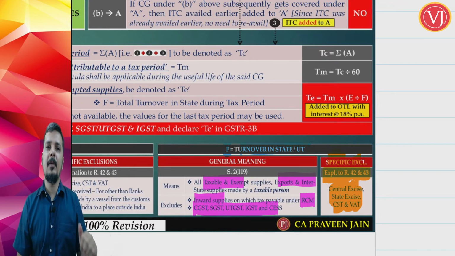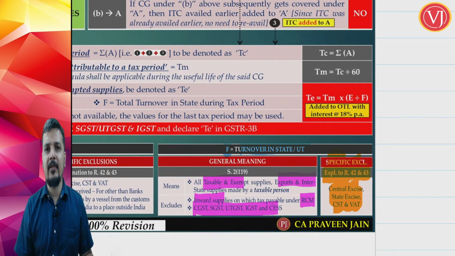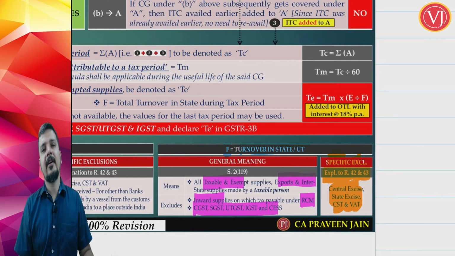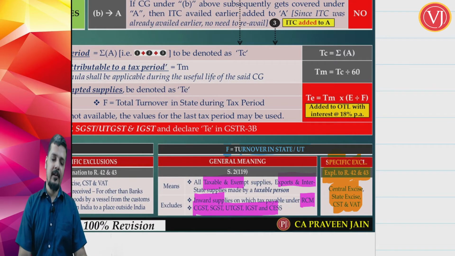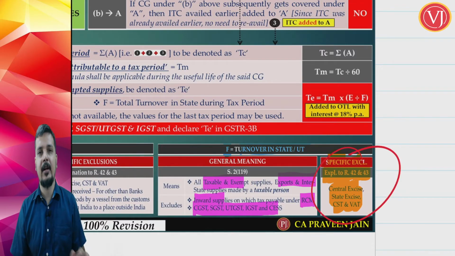Now, what is special about 42-43 calculation? When you take 42-43 calculation, then you have to make one more change in turnover in state or union territory. You have to remove even central excise duty, state excise duty, VAT and CST. So that is only specifically for 42-43, not for other purposes.